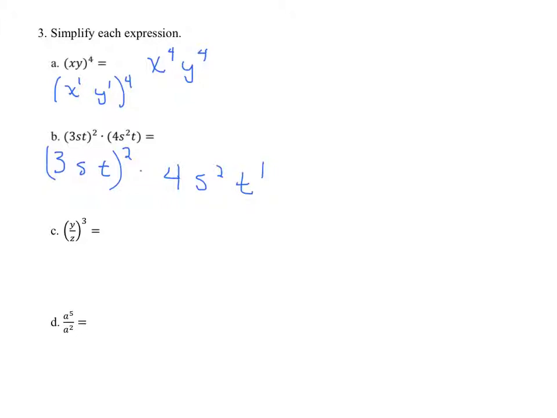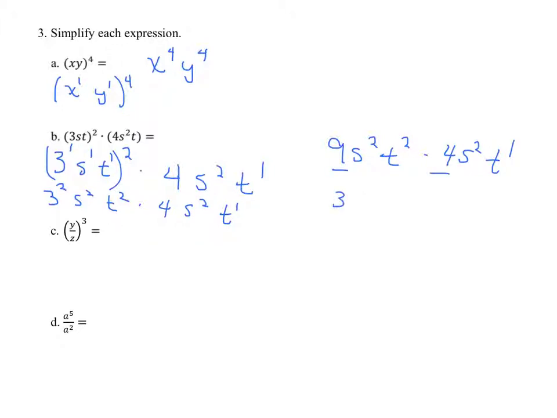Good. So first I'm going to raise the power to a power. So it'll be 3 squared s squared t squared times 4 s squared t to the 1st. 3 squared is 9, you guys. So I end up with 9 times 4 is 36, s to the 4th, because I add my exponents, t to the 3rd.